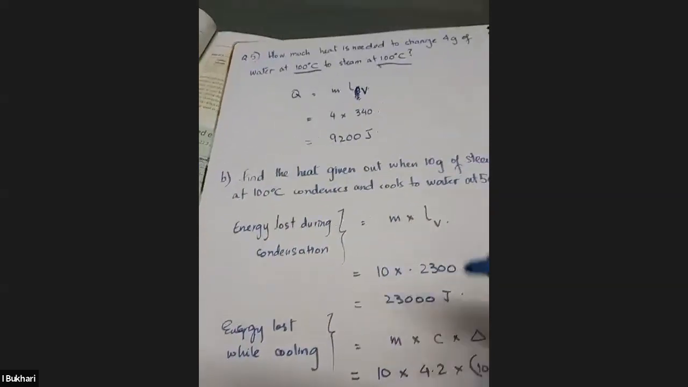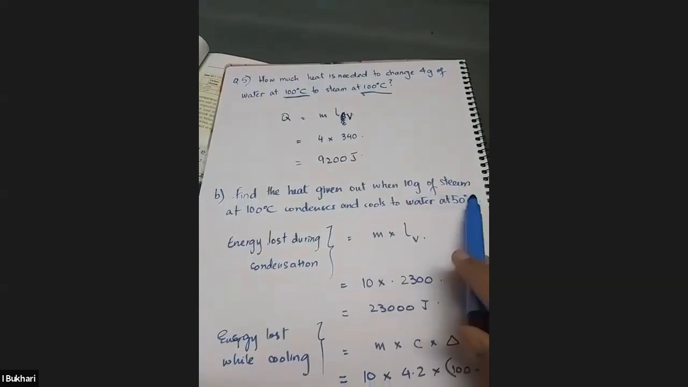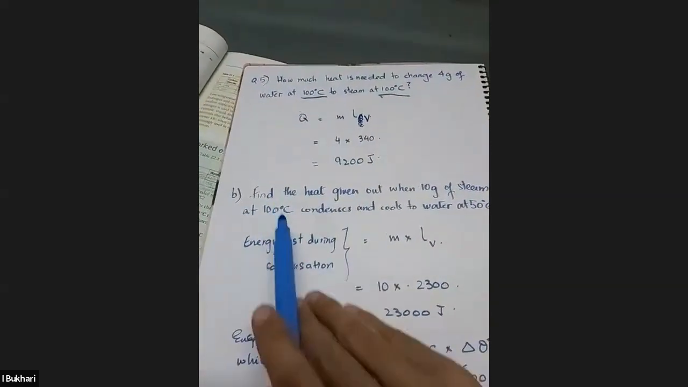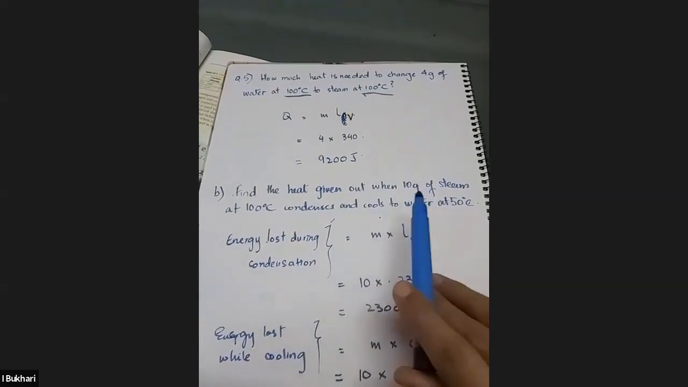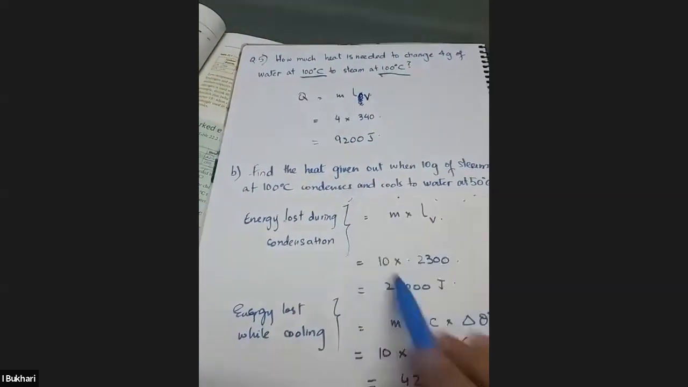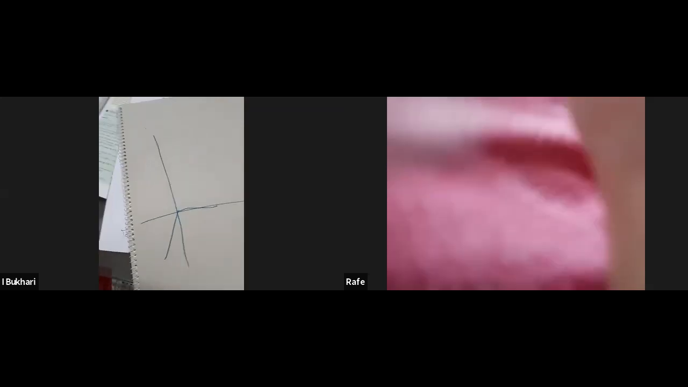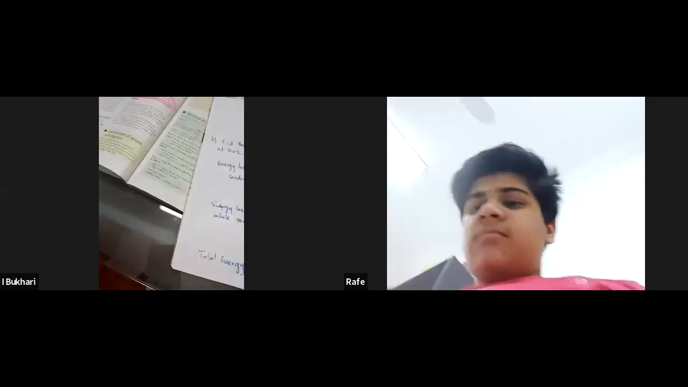Simple. Question number 5, part B. Find the heat given out when 10 grams of steam at 100 degrees Celsius condenses and cools to water at 50 degrees Celsius. Now for this, it is important to draw the heating curve. Again, let's use this one. So what were they saying in the question?